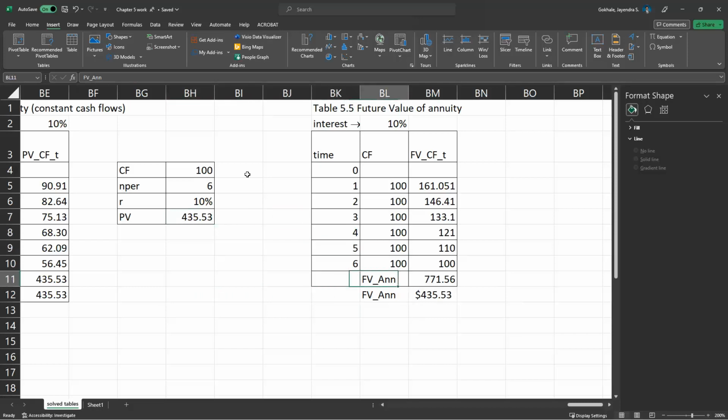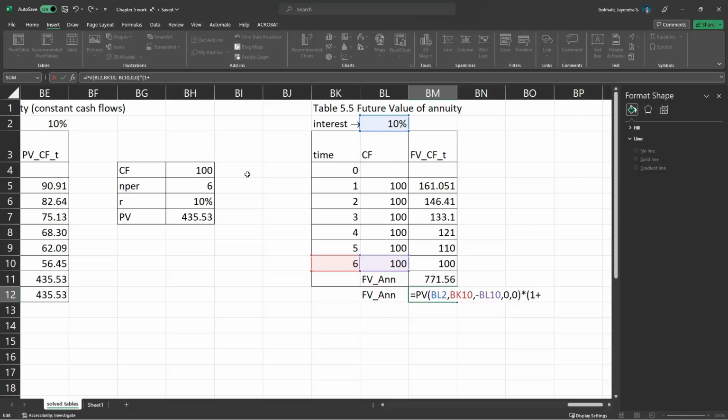Now, basically, the present value is the equivalent value at the beginning. And all we need to do is find out the equivalent value at the end. So times, parenthesis, 1 plus BL2 to the power of BK10, the power of 6. That'll give us 771.56, the same answer. Or we could do it another way.